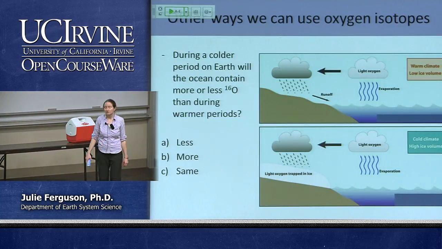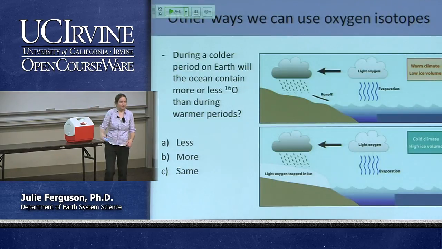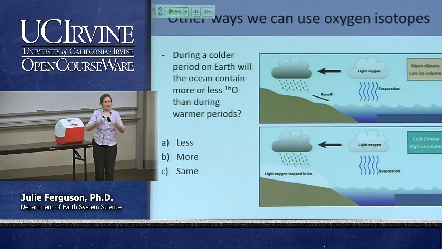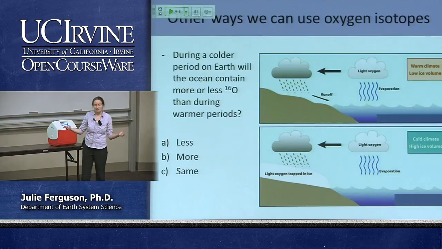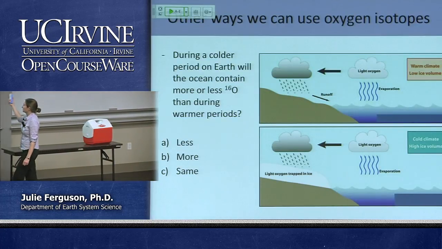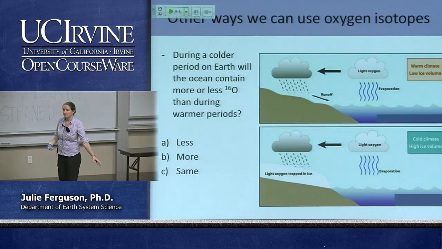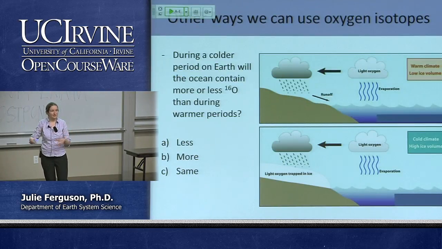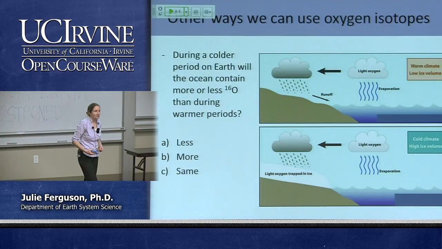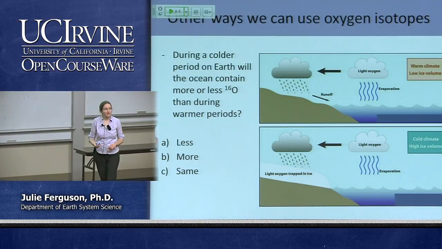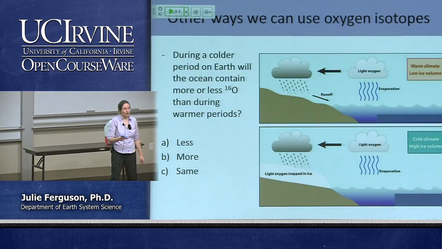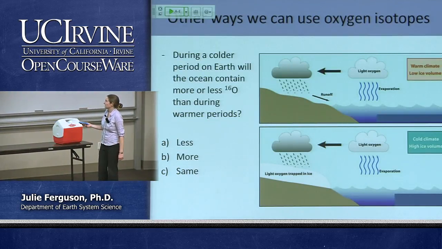Okay? In my cold climate, I have lots of oxygen 16 getting evaporated, and it's going into my atmosphere, and then it travels to the pole, and that falls as ice. And instead of running back into the ocean, that water, which contains lots and lots of oxygen 16, is piled up on land. Okay? So we end up with less and less oxygen 16 in my ocean, and so in terms of that ratio, we have sort of more oxygen 18 compared to the oxygen 16.